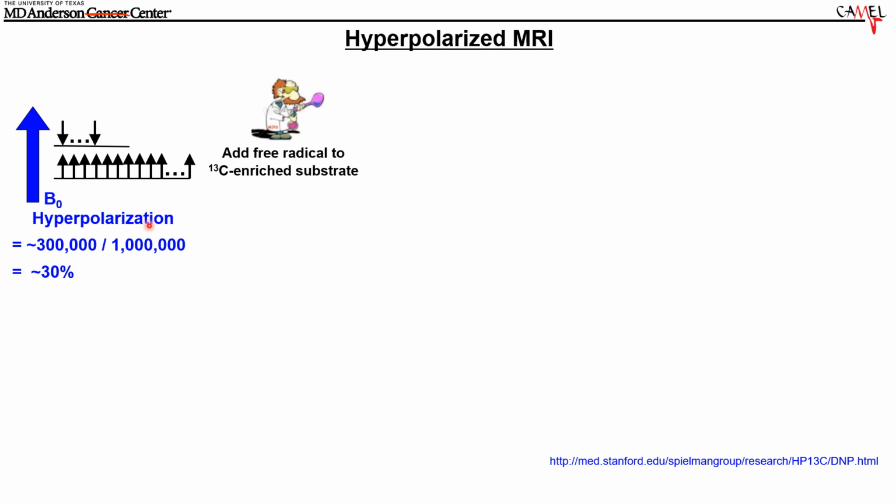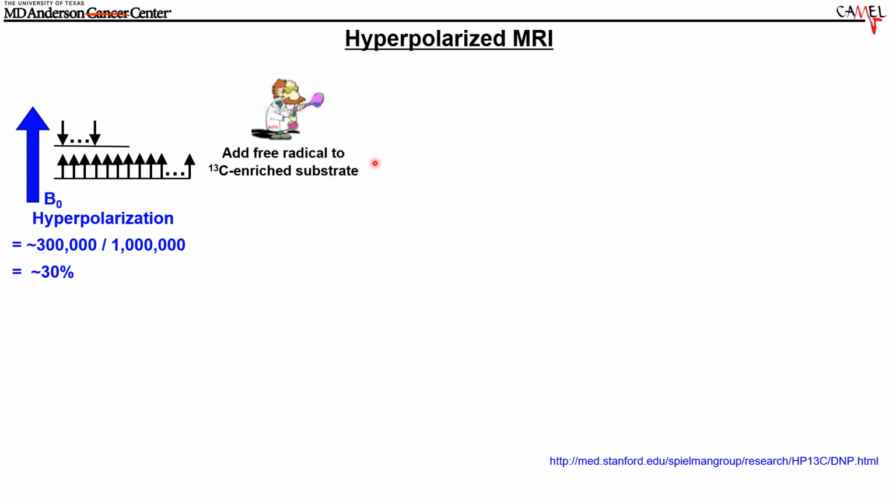Well, first we add a free radical, a molecule that has an unpaired electron, so the electron is quite reactive. And we add that to a material, often pyruvate, that has a carbon atom that is a carbon-13 isotope. Carbon-13 is the isotope of carbon that can be detected with MRI. It has a proton in the carbon that can be detected.